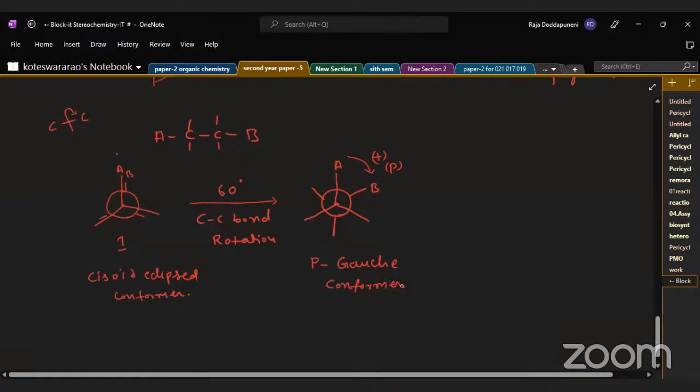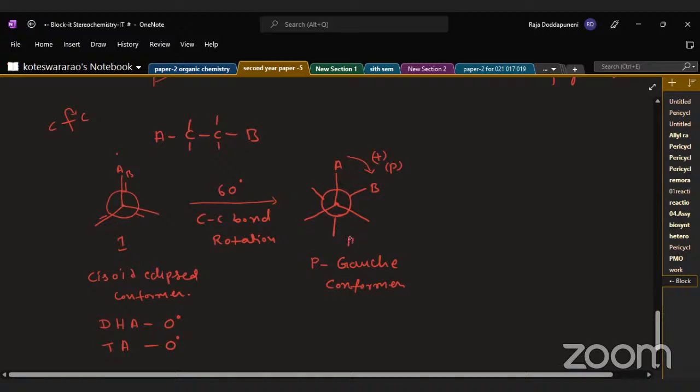Right? Now here in the first case, the dihedral angle, I'm just using DHA for dihedral angle, is 0 degrees. And the torsional angle, TA, is also 0 degrees in the case of the first.